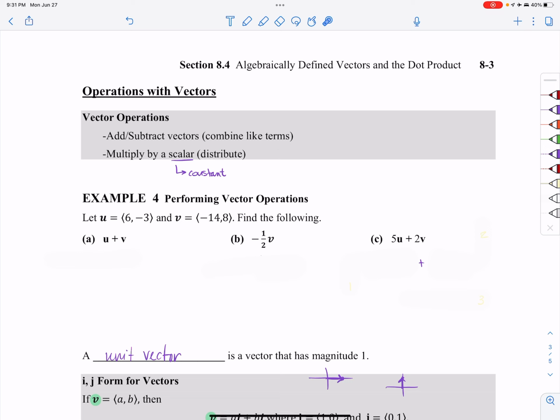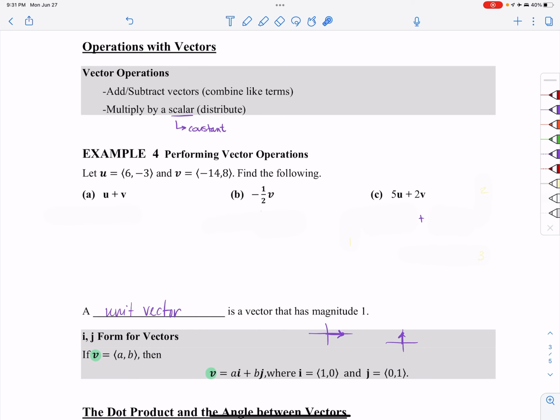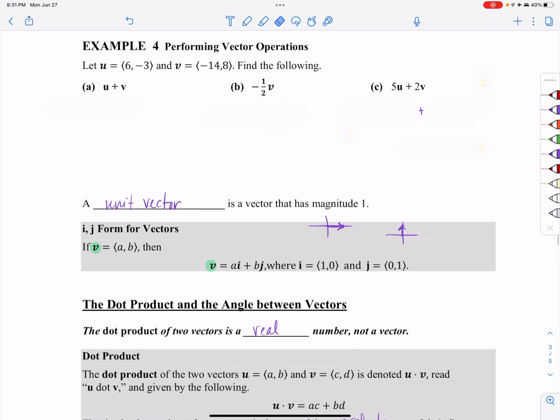And then secondly, we'll be looking at how to multiply a scalar, which is just a constant. It's a fancy word for constant. And all we're going to do there is we'll just distribute. Quite frankly, this is something you're very comfortable with. All right, so let's just jump straight into some examples.